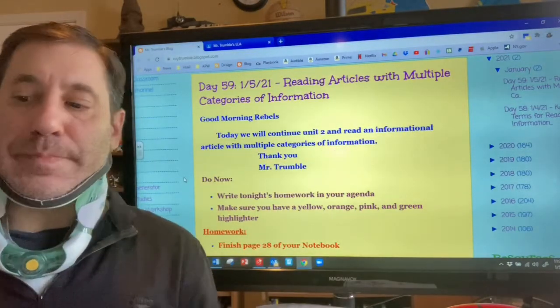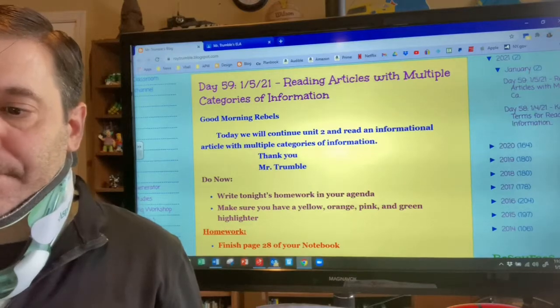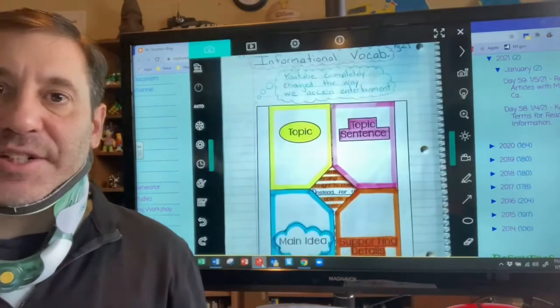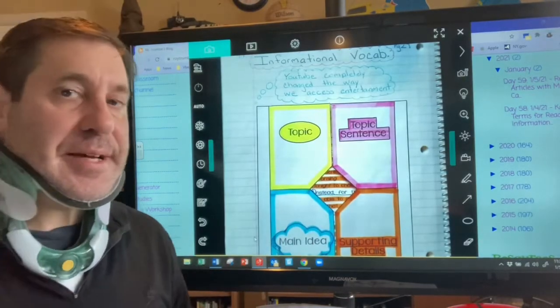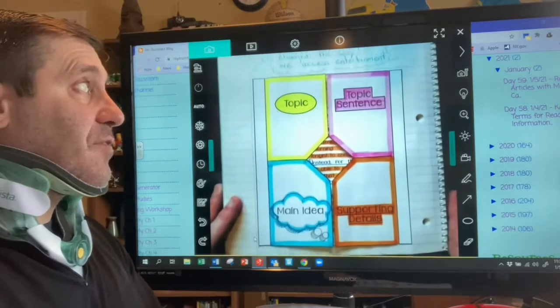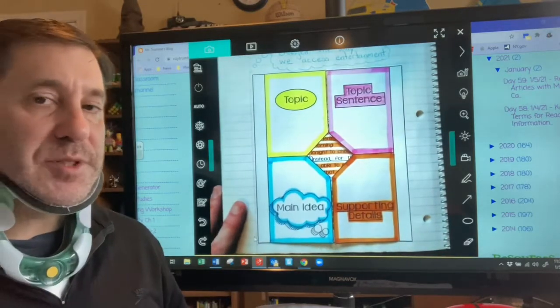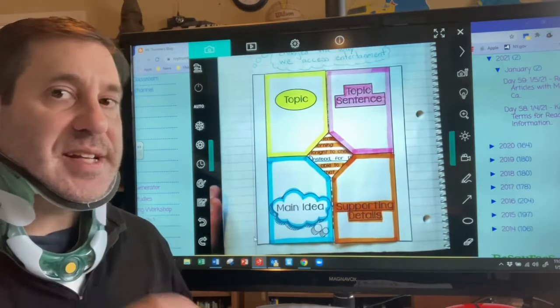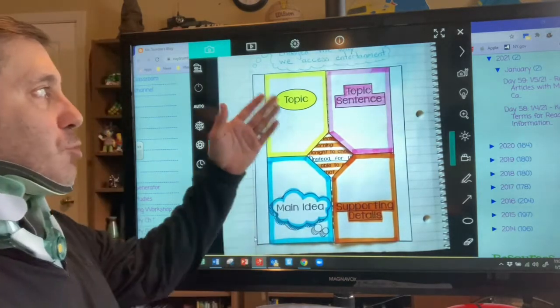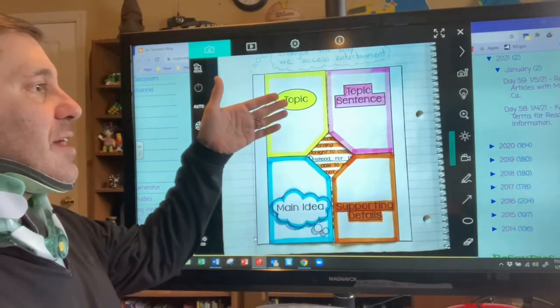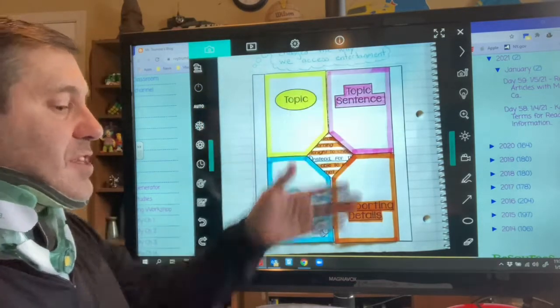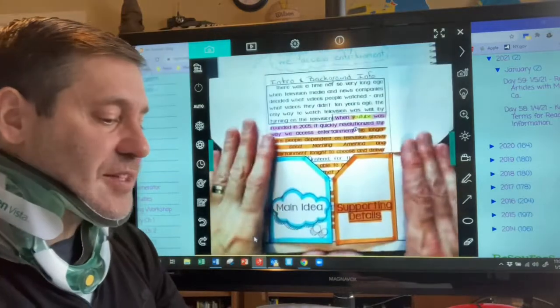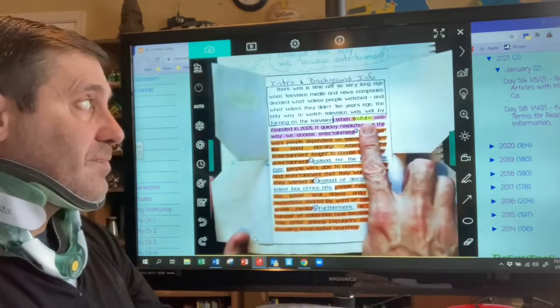Now, before we jump into making the new notebook page, I always like to review. And yesterday, we learned these four new vocabulary terms. Whenever we're reading informational articles, we always think about these four terms. Today, we're going to add a fifth one. But those were topic, we learned, was the subject of the article. And in this case, it was YouTube.